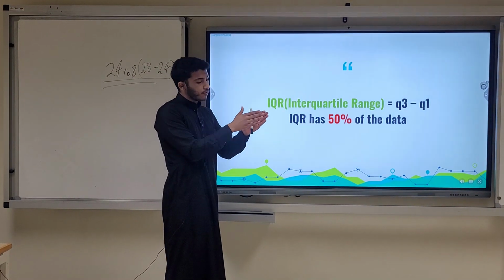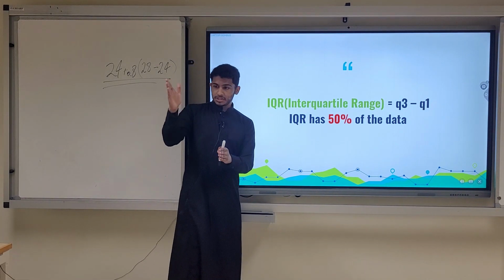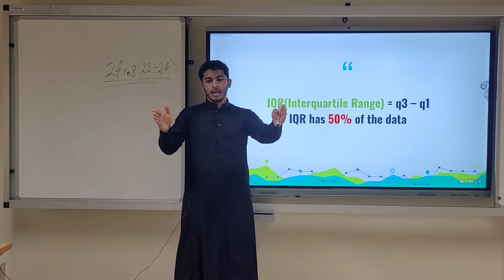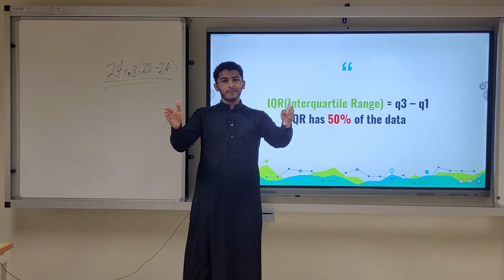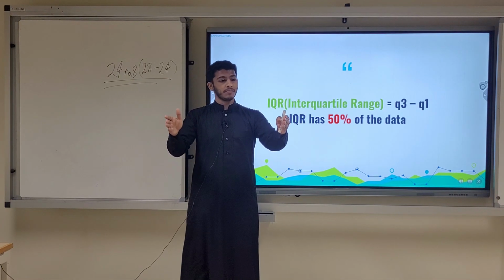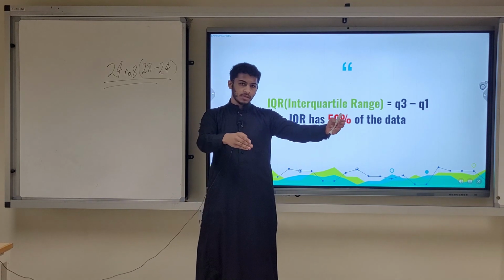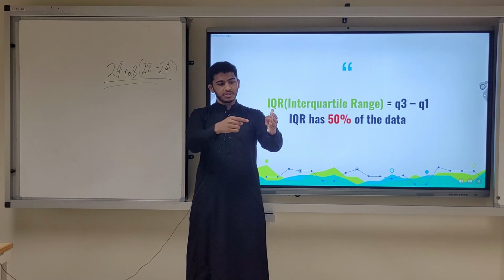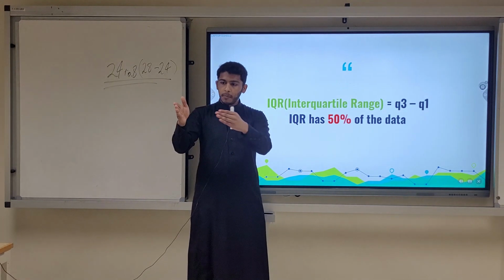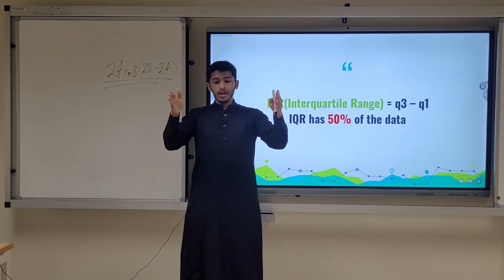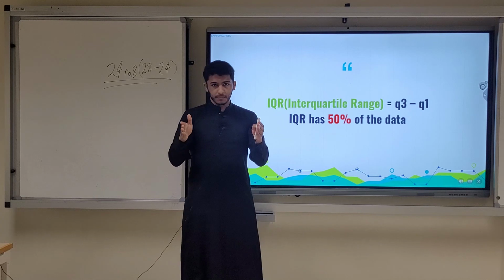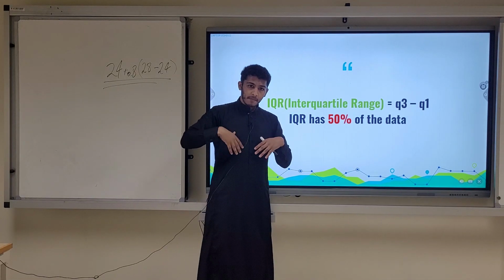So if we take the 3rd quartile, which is somewhere here, and the 1st quartile, this place here is going to have 50% of the data naturally, because below the first quartile is 25%, and above the third quartile is 25%. So in the middle must be 50%. This might be beneficial to know.